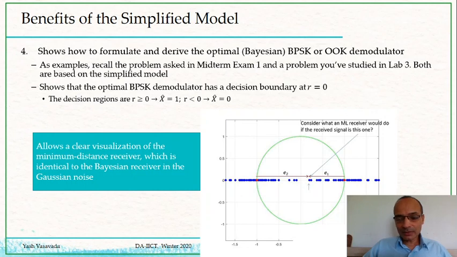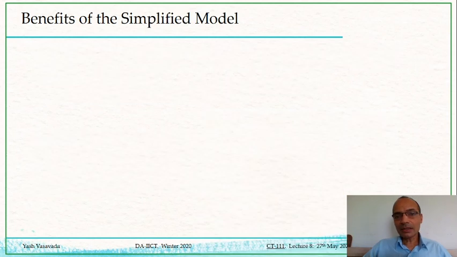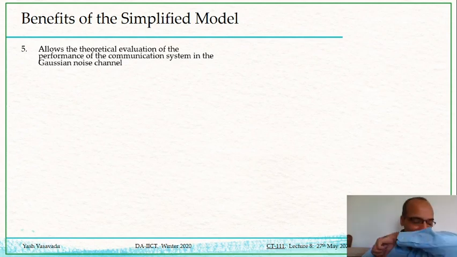Now, another benefit that we get from this simplified model is that we can very nicely extend it to modulation schemes which are more complex. Actually, before we get to that, let us do a quick recap of the way in which we can evaluate the theoretical performance of a BPSK receiver or an OOK receiver in the presence of a Gaussian noise channel using this simple model.